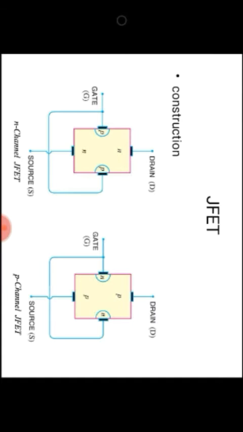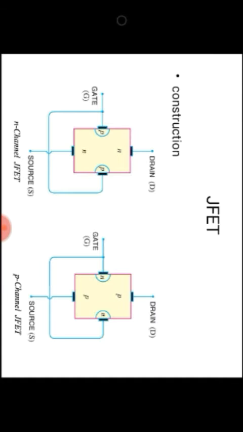In both figures, the two p-n junctions forming diodes are connected internally, and a common terminal called the gate is taken out. The other terminals, source and drain, are taken out from the bar. So the JFET also has three terminals: drain, gate and source, like the BJT has three terminals: base, emitter and collector.